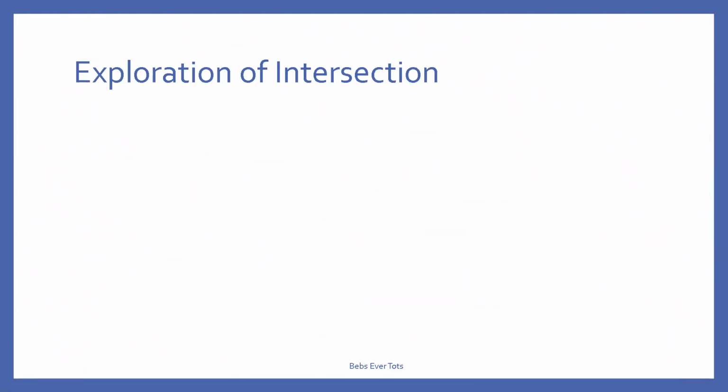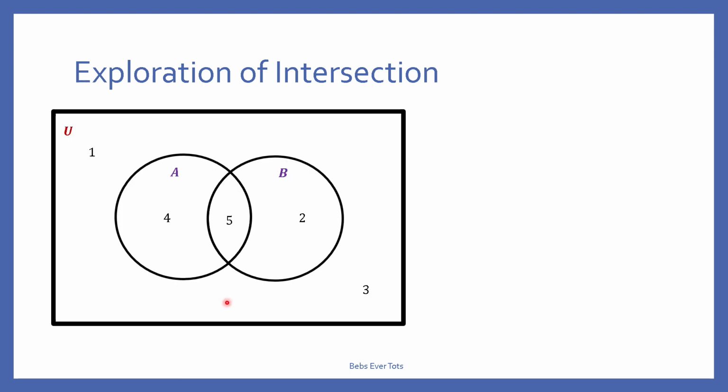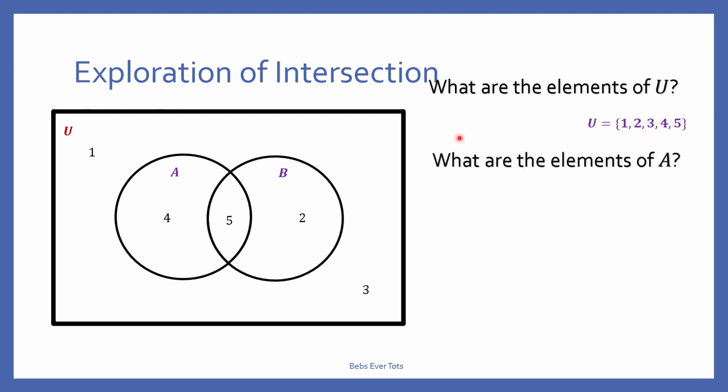Let's have the exploration of intersection. Given now the model, this is our model, the same model that we used in the union. So, what are the elements of the universal set? Technically, we get all the elements inside the rectangle. So, 1, 2, 3, 4, 5. Now, what are the elements of set A, which are the elements inside the circle of A? As you can see, that's 4 and 5.